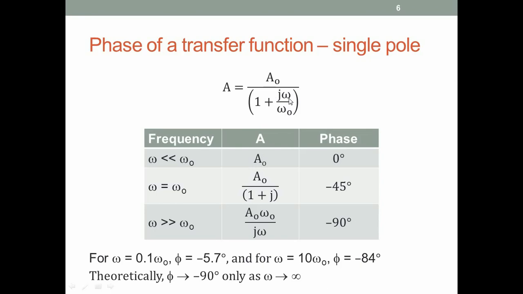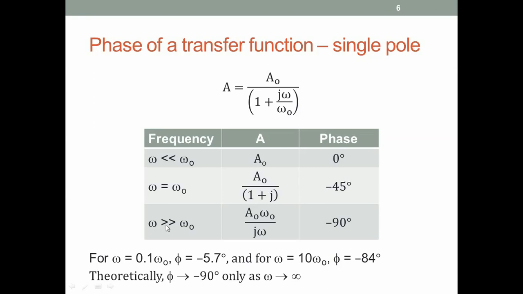When the frequency is equal to omega 0, the pole frequency, then this cancels and we get A equal to A0 by 1 plus j. So the phase of this is, of course, how much is the phase? The phase of the denominator is tan inverse 1, which is 45 degrees, but it's in the denominator, so in the numerator it will become minus 45 degrees.